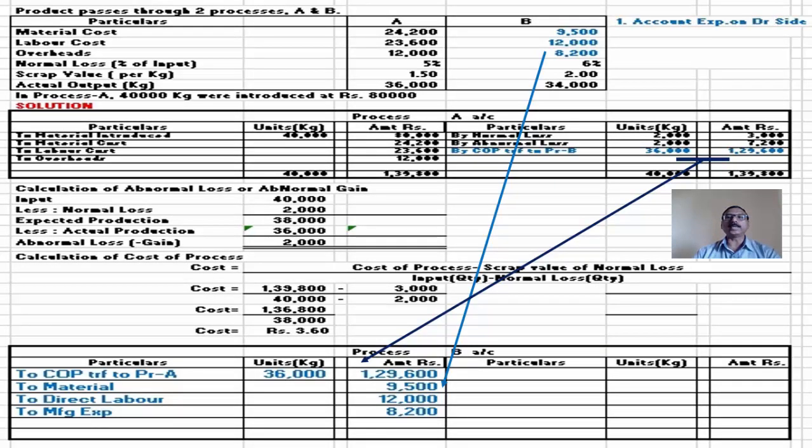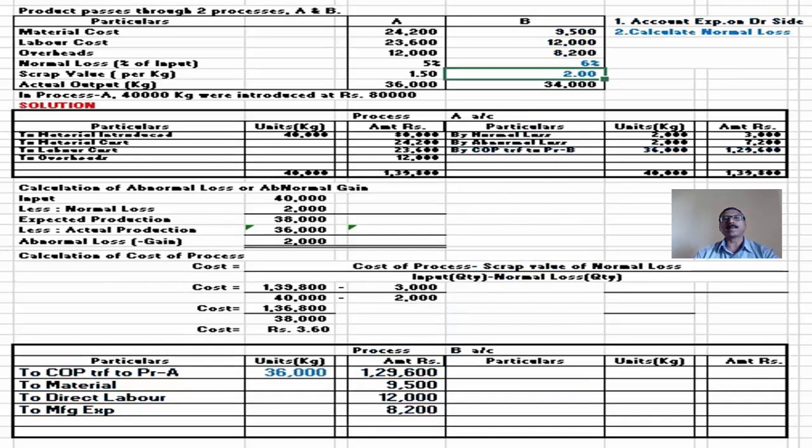So we'll post those items now. Material 9,500, 12,000, 8,200, wherein the first item is the cost of production transferred from process A, the earlier process. So that we are writing as 36,000 and 1,29,600. So our first step is completed. We have accounted expenses on the debit side. The first prime item is transfer from the earlier process, and during process B there are three more types of expenses which we are writing on the debit side of the process account.